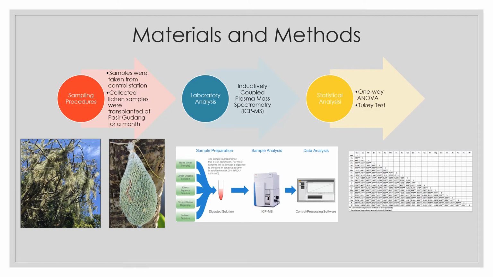So these are the materials and methods. There are three major methods. The first is the sampling procedure, where samples were taken from the control station, which is the national park, and then the collected lichen samples were transplanted into Pasir Gudang for a month. After a month, we collected all the samples and brought them back to the lab for further analysis using inductively coupled plasma mass spectrometry. After that, we did the statistical analysis using one-way ANOVA, and then a post hoc test using Tukey's test.